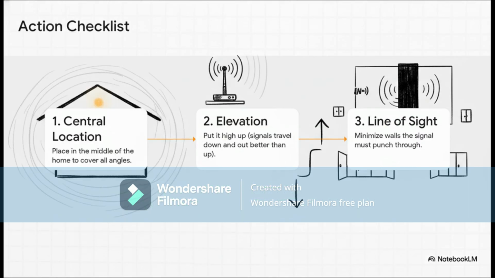So this all boils down to a really simple 3-point checklist. First, go central. Find the middle of your home if you can. Second, get it up high. Wi-Fi signals kind of radiate downwards, like a sprinkler, so getting it elevated is absolutely key. And third, try to give it the best possible line of sight, which really just means minimizing the number of walls that the signal has to punch through.